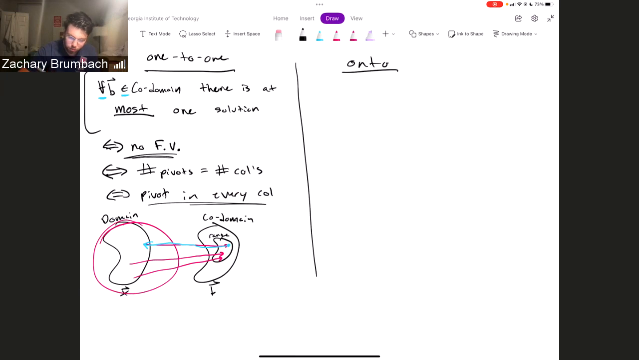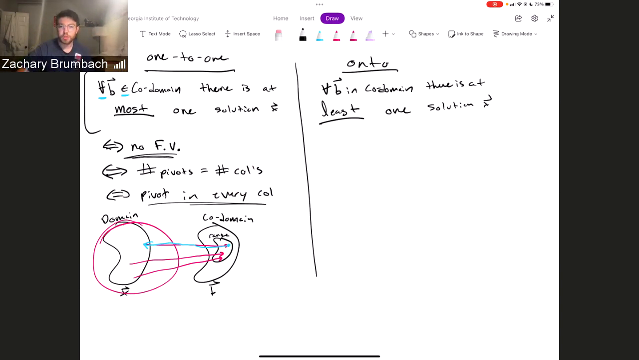All right. So on to, very similar in wording with the exception of a single word. For all b in the codomain, there is at least one solution. So when I say solution, I mean x. There's one way to get there, okay? So in this case, there's at least one solution.